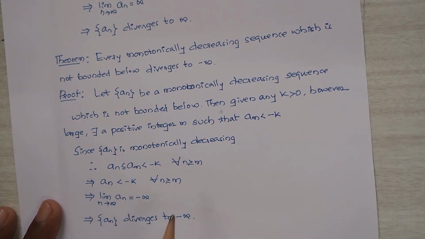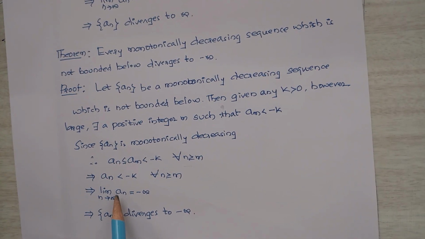Using the definition, we can write limit n tends to infinity an is equal to minus infinity, because minus k is reaching towards minus infinity. If you take a larger k value, it is moving towards minus infinity. Therefore limit n tends to infinity an is equal to minus infinity, which implies that sequence an diverges to minus infinity. So here we have taken a monotonically decreasing sequence which is not bounded below and proved that it diverges to minus infinity.